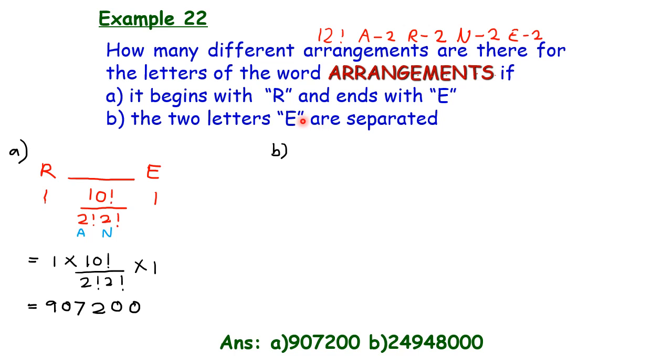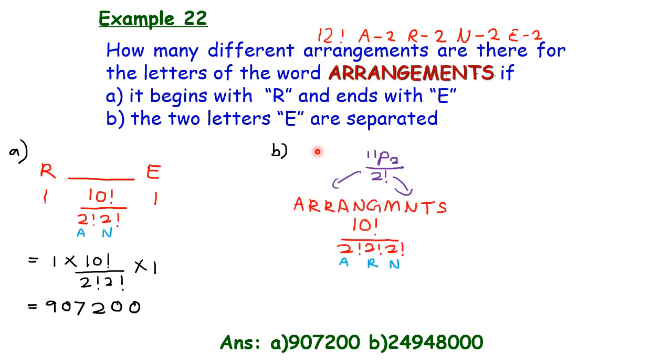Alright, next for question B, the 2 letters E are separated. Remember, the case of separated, we already discussed earlier. So we list out the remaining. We have 10 letters apart from E.